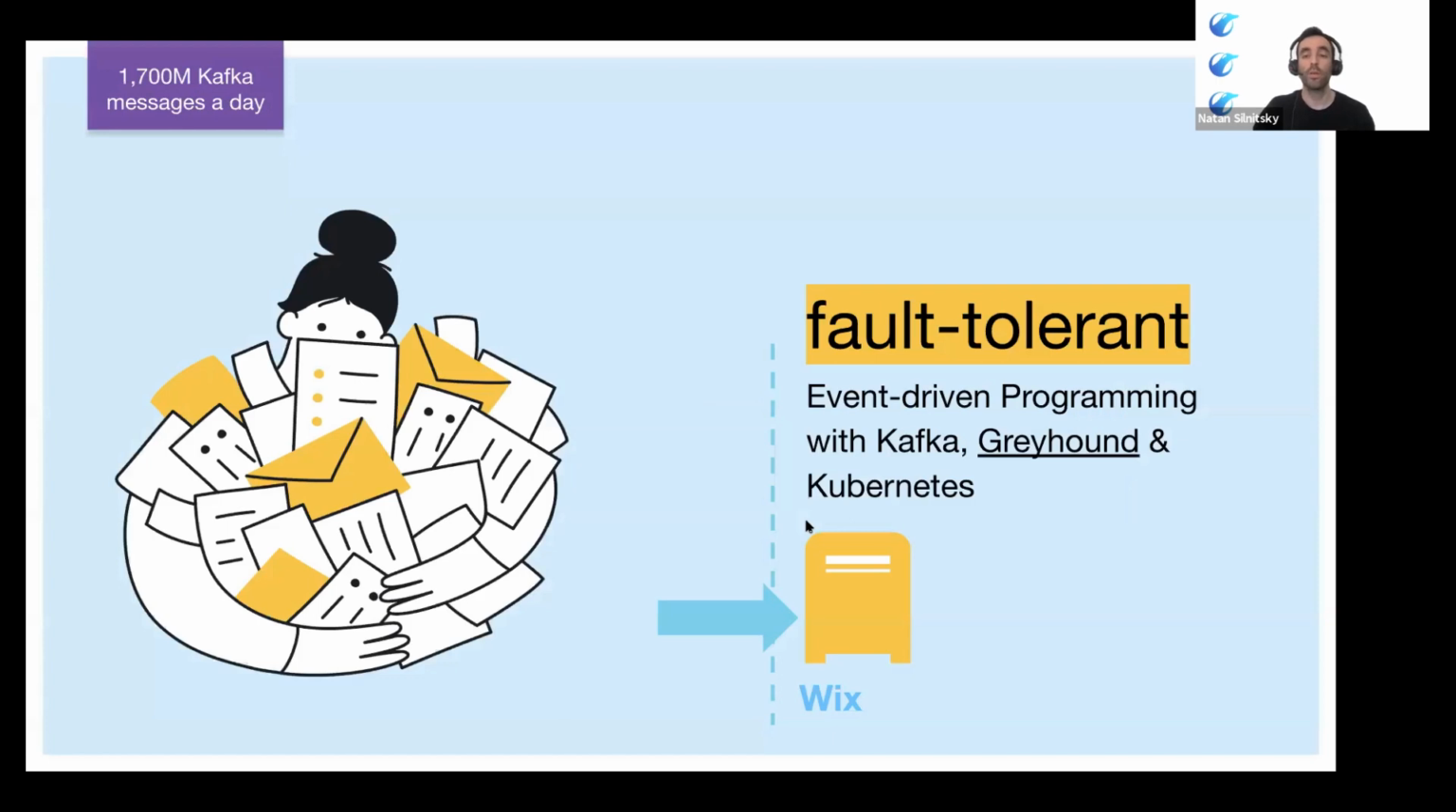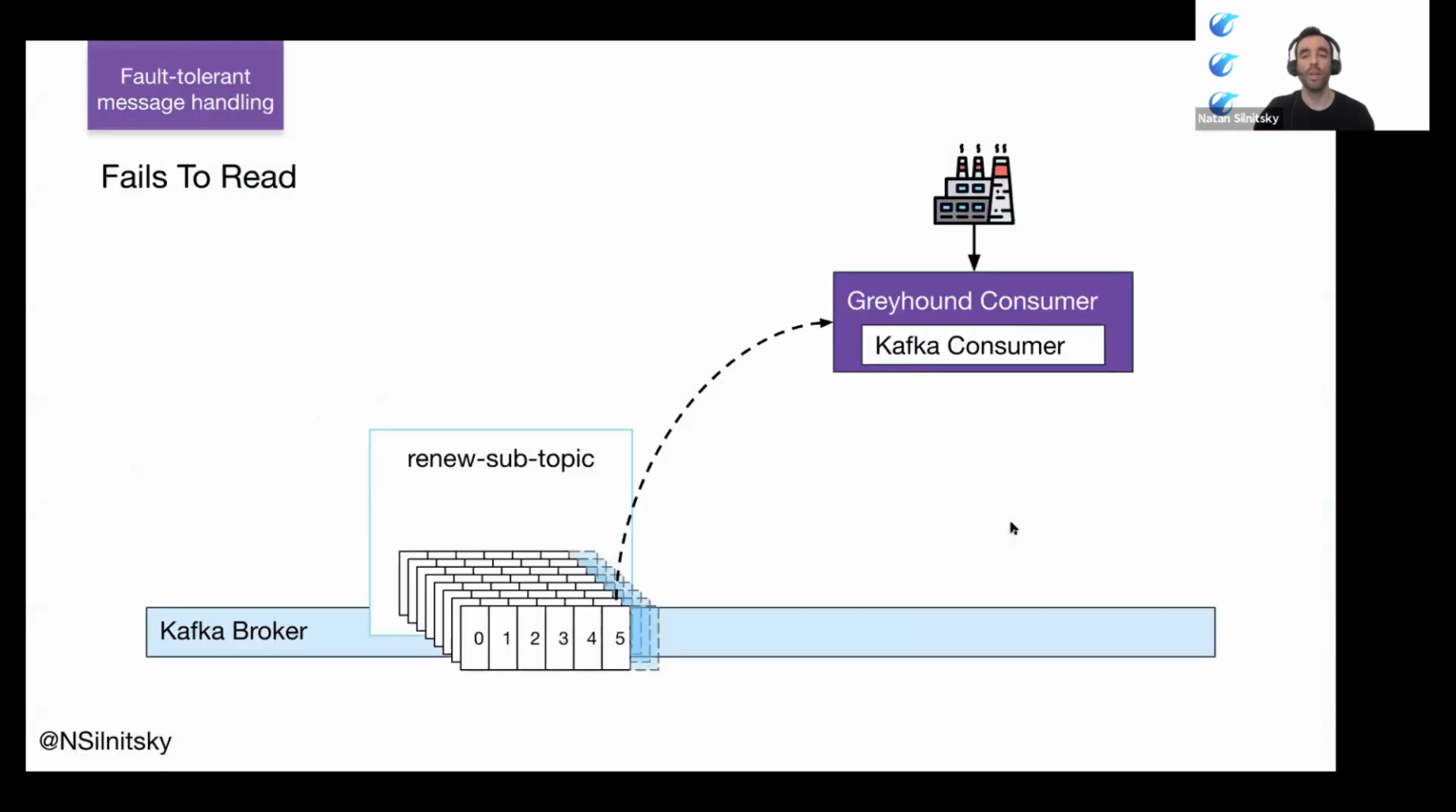Okay, cool. So let's switch to fault tolerance. How can we achieve complete fault tolerance in our microservices? We saw earlier that with request reply style, it's going to be quite tricky, and there are ways to mitigate it. But with the event-driven style, with Kafka, Greyhound, and Kubernetes, we can really achieve almost 100% reliability rate.